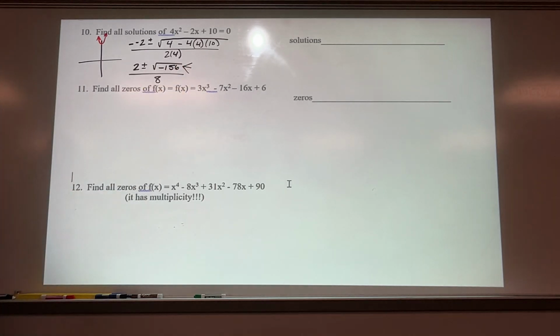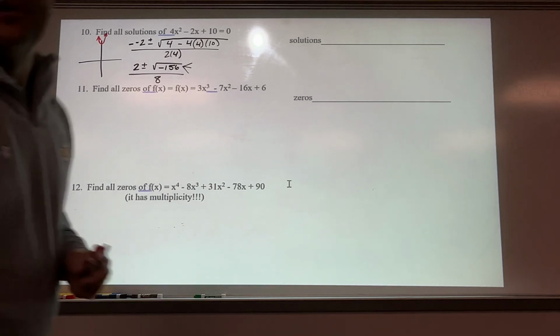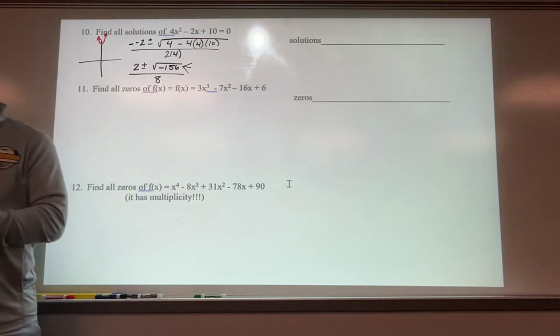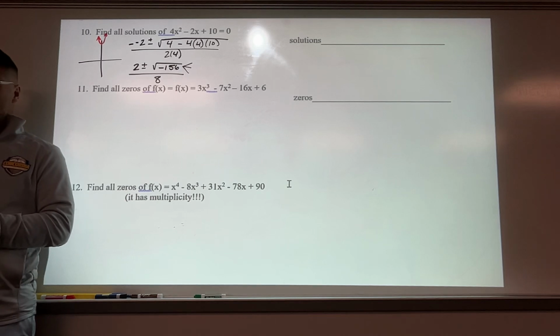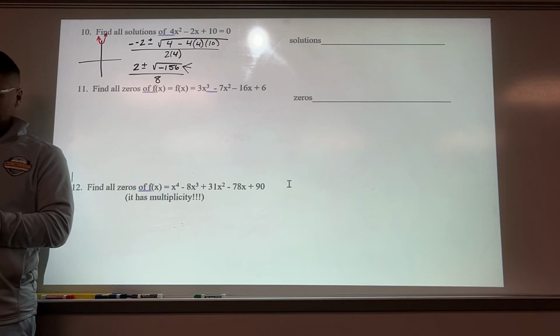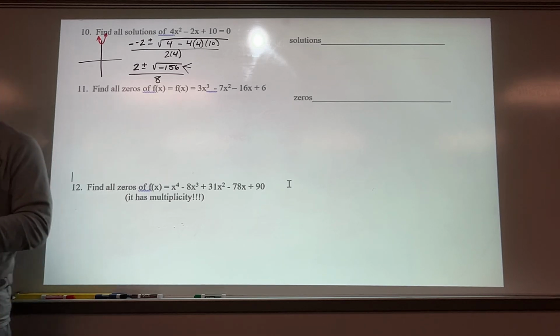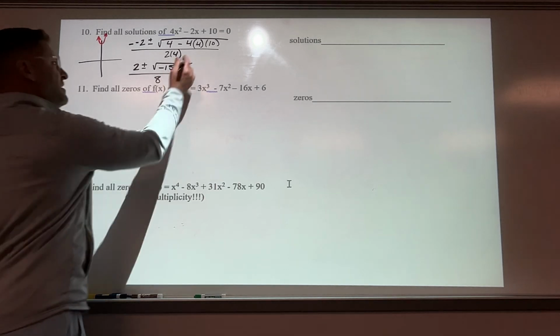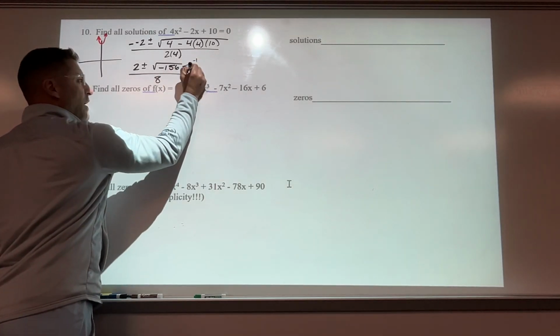Go find it. I don't know. 16 maybe? Nope. 36 maybe? Nope. 156 divided by 36? Nope. 156 divided by 4. 4 times 39? Yeah. That it? All right, so this is negative 1, 4, and 39.